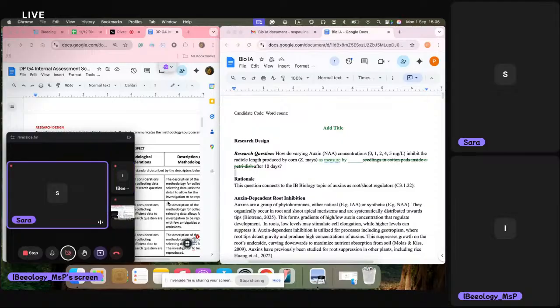So my IA was about the effect of auxins, which are plant hormones, but I used an artificial powder version of them, and I applied them on these corn seedlings to see the length of the radicle, which is a type of root. So I would measure how it would affect the length of this root.